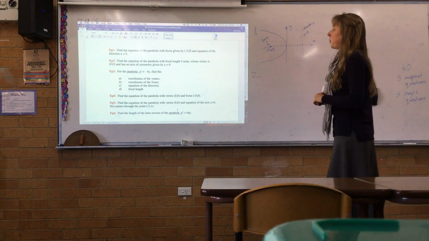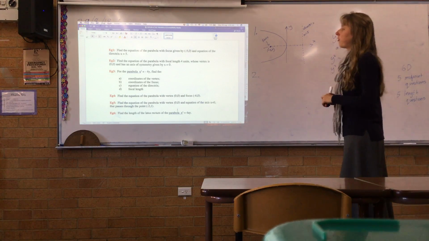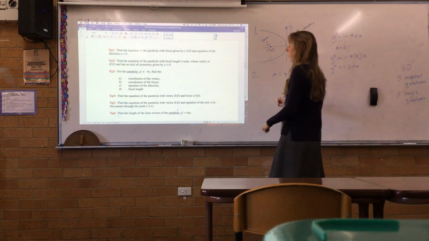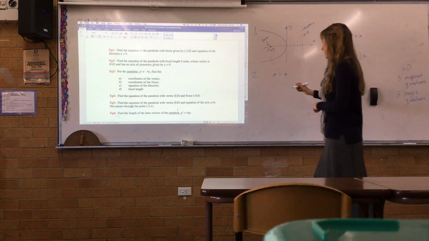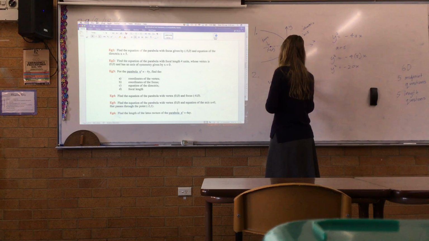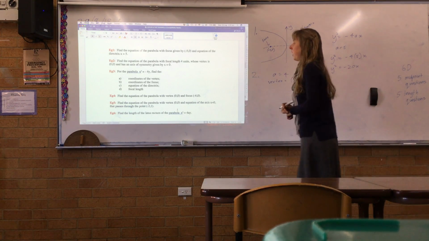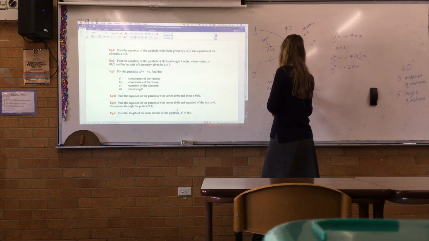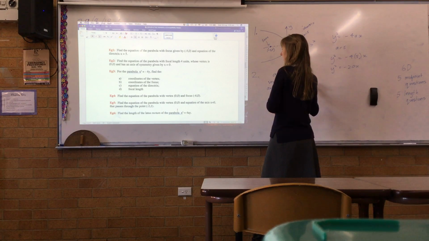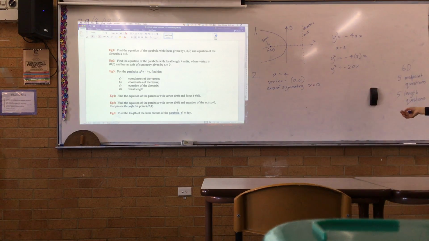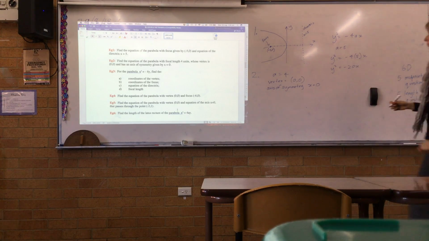Find the equation of a parabola with a focal length of 4 units. So let's just make a note. a equals 4. Vertex is 0, 0, and the axis of symmetry is x equals 0. Well, why don't we draw another little sketch?